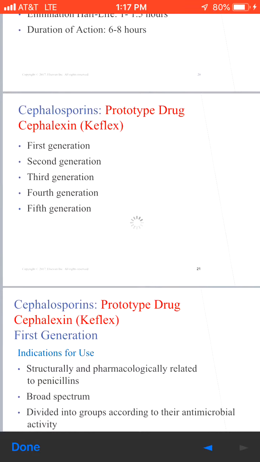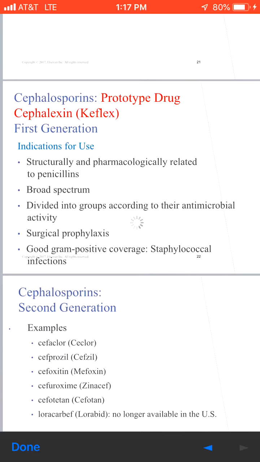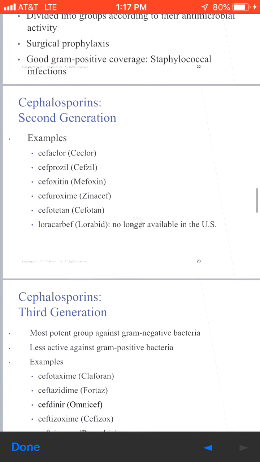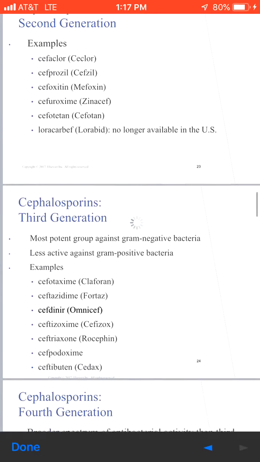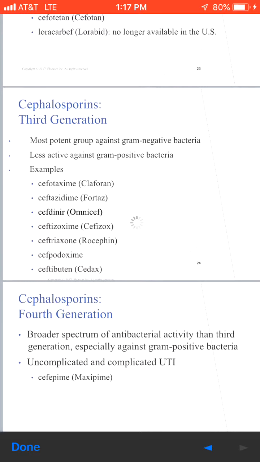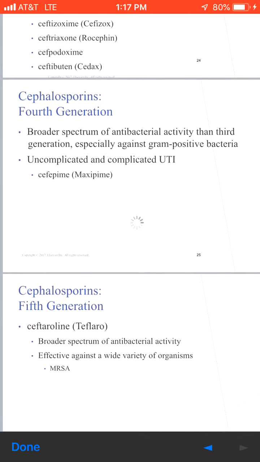So for cephalosporins, the prototype drug is Keflex. First generation, actually there's several generations of cephalosporins, and it'll kind of break it down as we go through this. Again, typically used for skin infections, UTIs. It can be used for those with penicillin allergies. There is a small percentage, I think it's 15% of patients that have penicillin allergies may also be allergic to cephalosporin. So just keep that in mind and keep the patients informed about that.